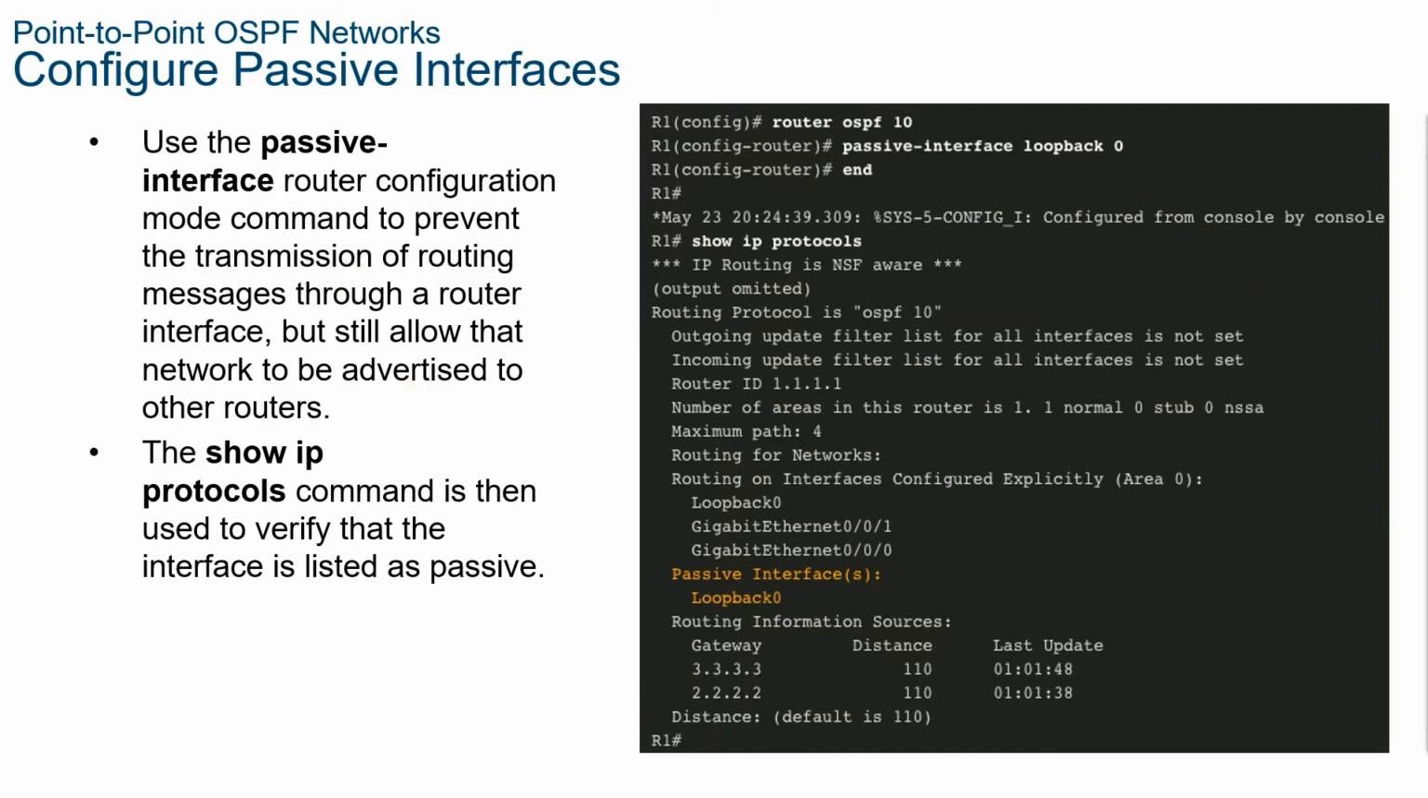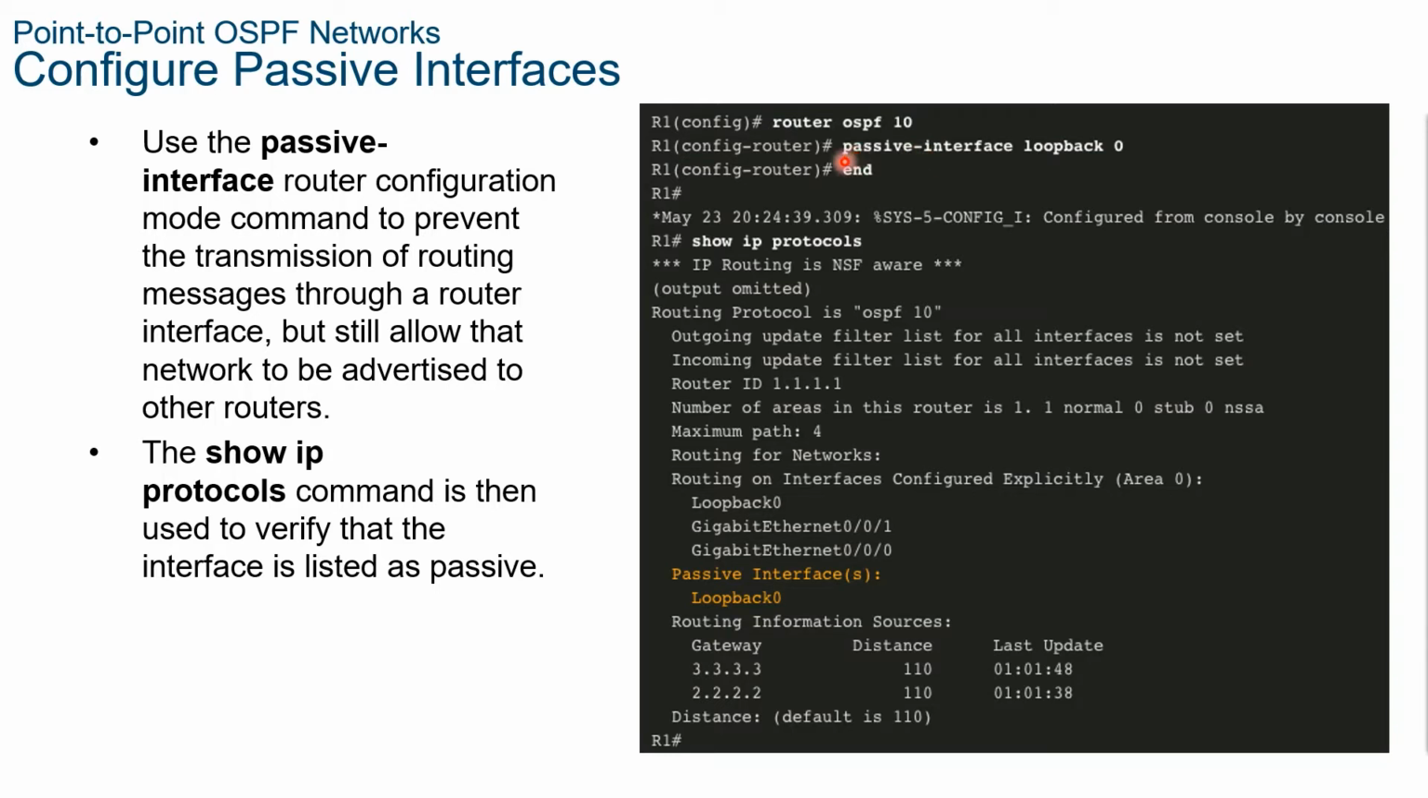So how do we configure a passive interface? We use the passive-interface router configuration mode command to prevent transmission of routing messages through a router interface, but still allow that network to be advertised to the other routers. The configuration example identifies the R1 Loopback 0 as passive. So: router ospf 10, passive-interface loopback 0. We are going to place Loopback 0 as a passive interface, and therefore it will not receive any updates that are intended only for devices that are configured with OSPF.